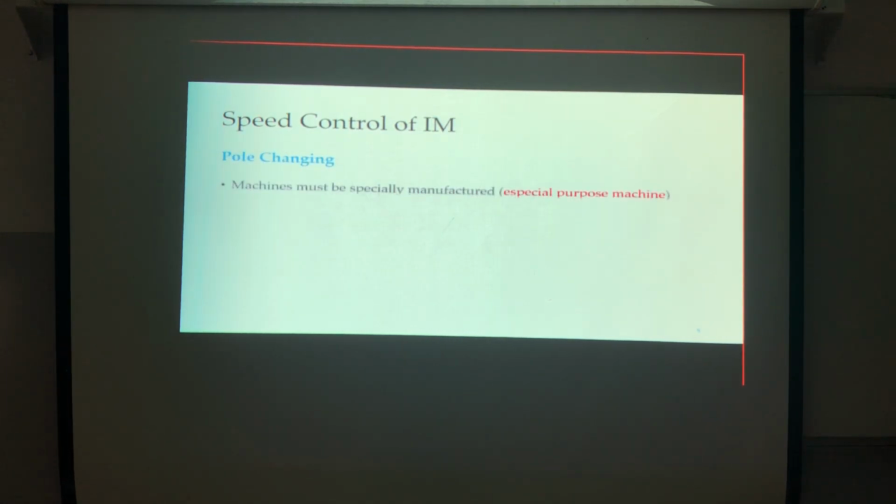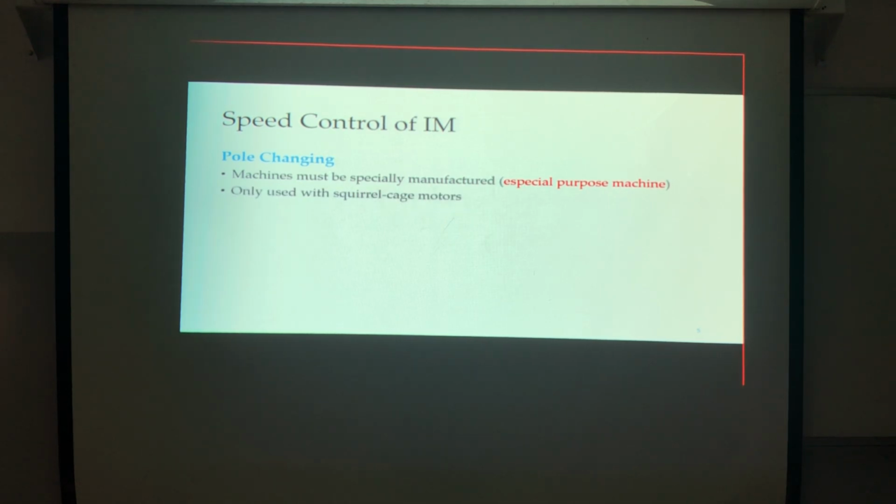So now, changing the number of the poles. The machine must be specially manufactured, which is a special purpose machine. This cannot be found in the market for industry purposes. It is only used with a squirrel cage motor, and this is only a discrete change in the speed. It's not recommended to be used.